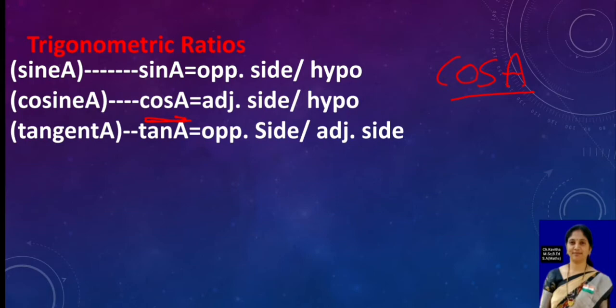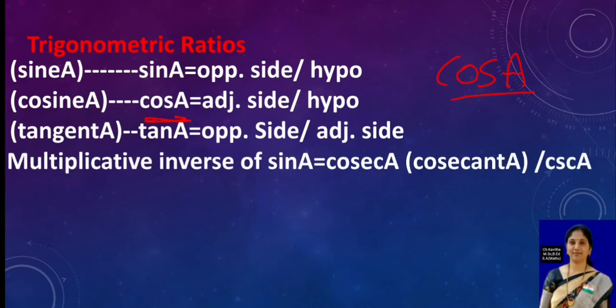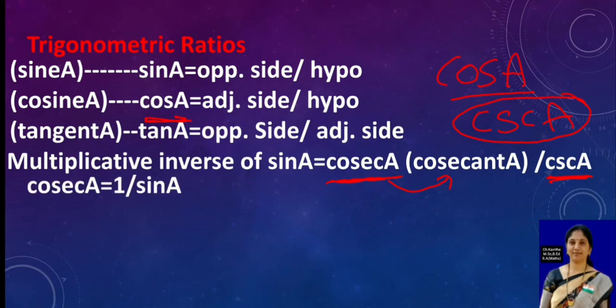Now we have to consider the multiplicative inverses, or reciprocals, of these three trigonometric ratios. That means the multiplicative inverse of sine A is defined as cosecant A. Generally, we can write this as cosec A, and we have to read it as cosecant A. In some books they write it like this, csc A. That means we read cosecant A, which is the multiplicative inverse of sine A. That means cosecant A is equal to 1 by sine A. This is very important.